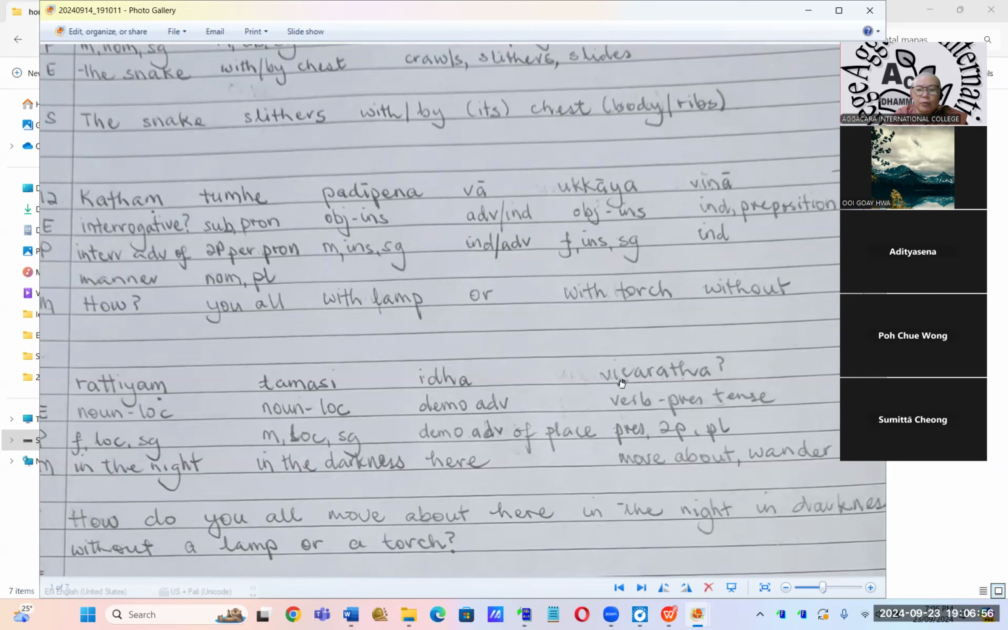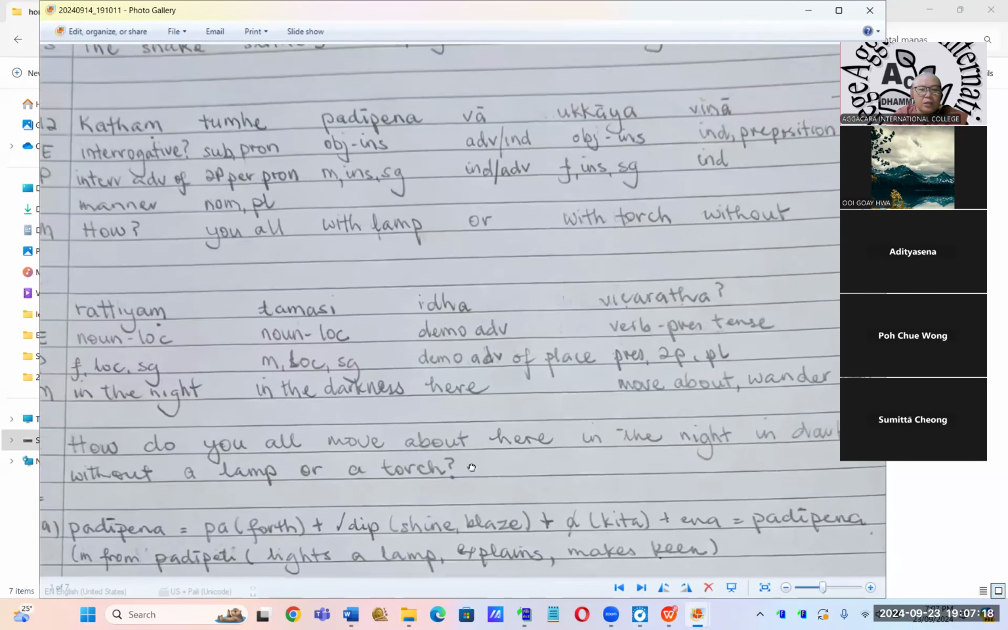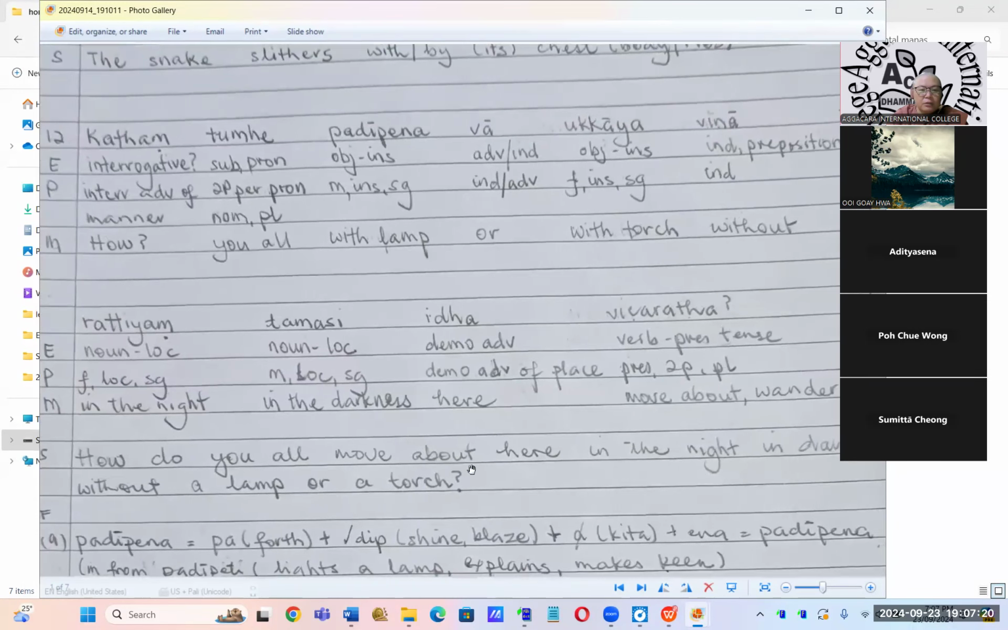Ida here, virachata. So tumhe and virachata, second person plural. So the question is how? How do you all move about? So vicharata, move about here. In the dark, in the darkness. Without a lamp or without a torchlight. Okay.